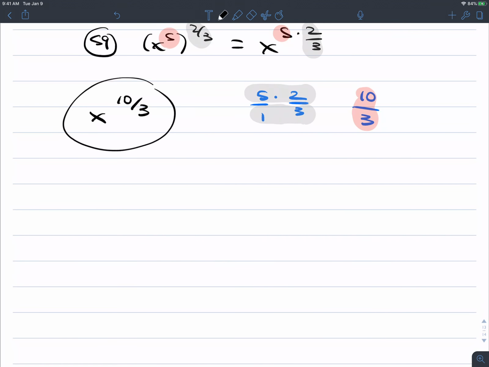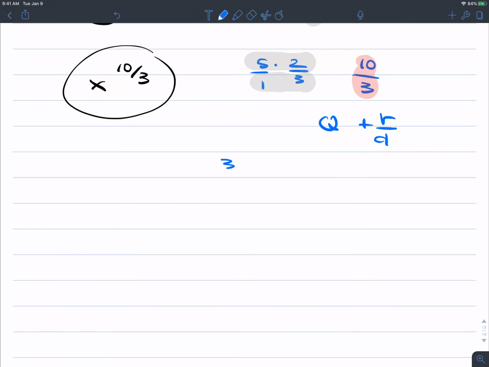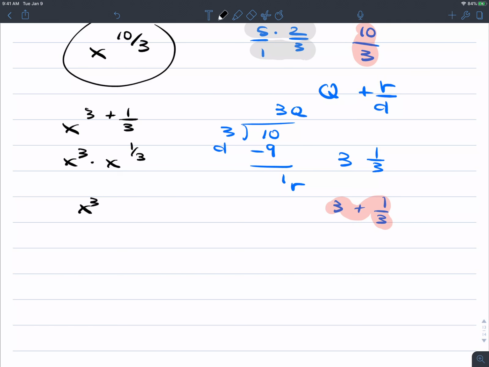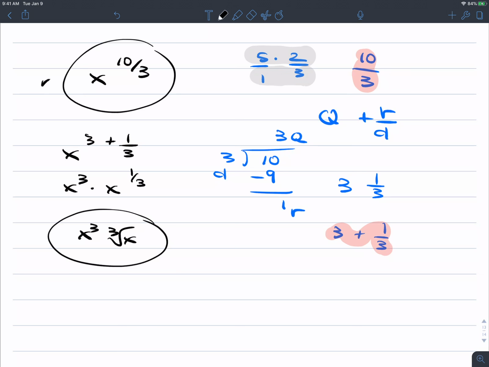And again, if you want to write it as a radical, we have to convert this to a mixed number, right? Quotient plus the fractional part. So I take the 3, goes into 10, 3 times. 3 times 3 is 9, subtract, 1. So here's my quotient, remainder. So this is actually 3 and 1/3, which is 3 plus 1/3. This will be my new power. x to the 3 plus 1/3, x cubed times x to the 1/3, using the property, which is x cubed times the cube root of x. So we have the positive power here, we have the radical here.